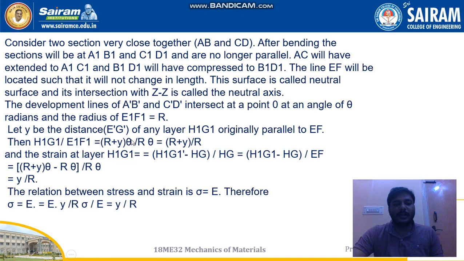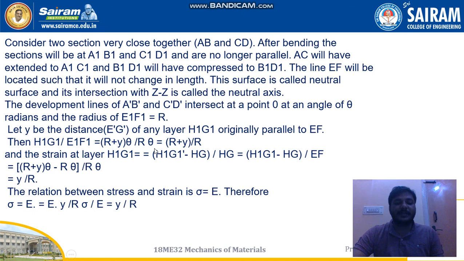Now let y be the distance from the neutral axis of any layer, H and G, which is originally parallel to EF. Then H1 G1 by E1 F1 will be equal to (R plus Y) into theta. Theta is the angle, R is the radius, and Y is the distance from the neutral layer or neutral axis. When we substitute, theta gets cancelled and we get (R plus Y) by R, where R is the radius of curvature and Y is the distance.